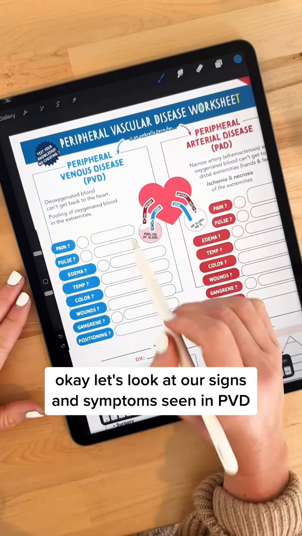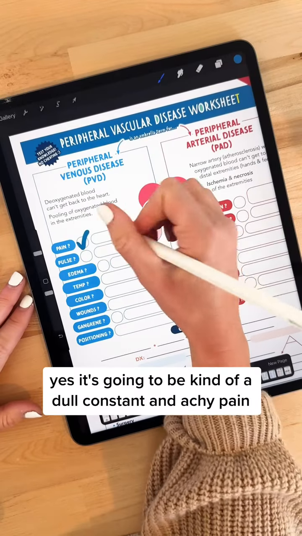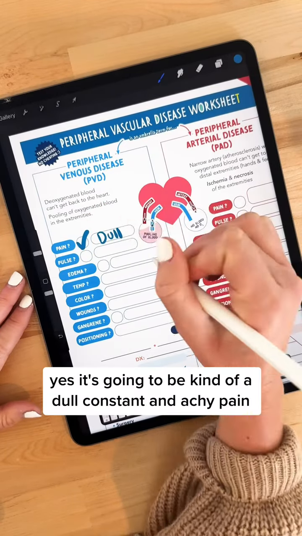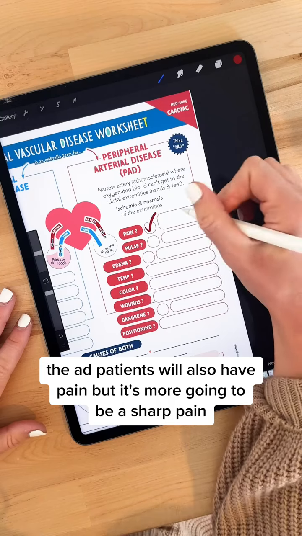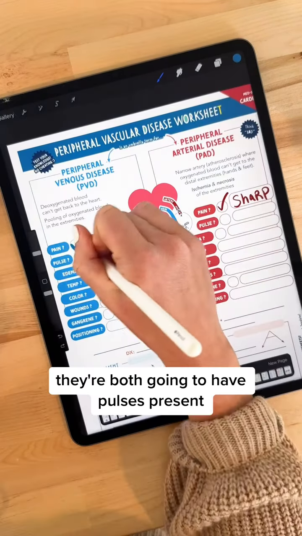Okay, let's look at our signs and symptoms seen in PVD. Will these patients have pain? Yes, it's going to be kind of a dull, constant, and achy pain. PAD patients will also have pain, but it's more going to be a sharp pain. We call this intermittent claudication. They're both going to have pulses present.